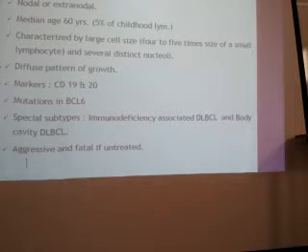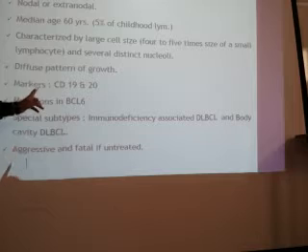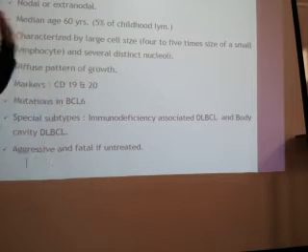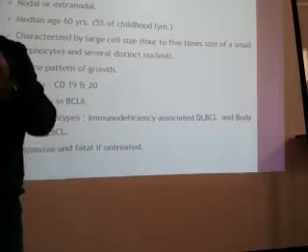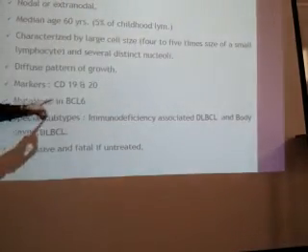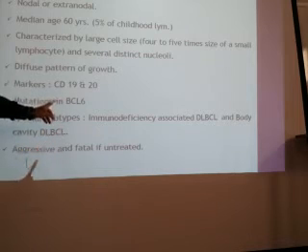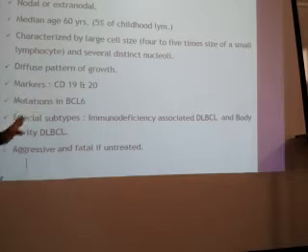Diffuse pattern of growth. And you will find the CD markers. B cell markers you know. CD 19 and 20. These will be present here. So these are basically B cell markers. 19, 20, 22, 79A. All B cell markers. And you will find mutations in the BCL6 gene. Okay, remember 19, 20 and BCL6.